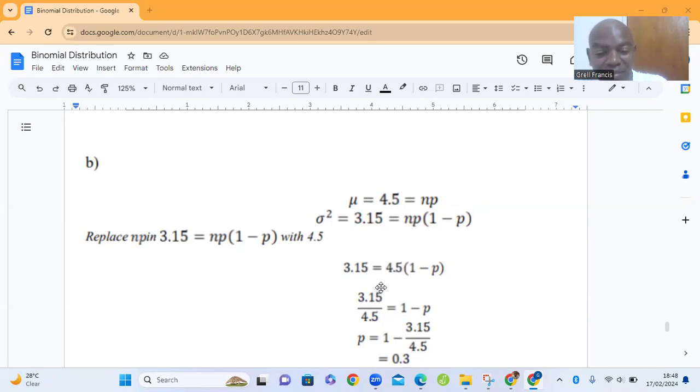So here we have 3.15 is equal to 4.5 times 1 minus P, by virtue of substituting 4.5 in the place of NP. We can simply divide by 4.5 on both sides, and that gives us 1 minus P equals 3.15 divided by 4.5. To solve for P, we add P and subtract 3.15 divided by 4.5, and this gives us P equal to 0.3. Now with P we can solve for N, because we know 4.5 is equal to NP. So N would be 4.5 divided by 0.3.